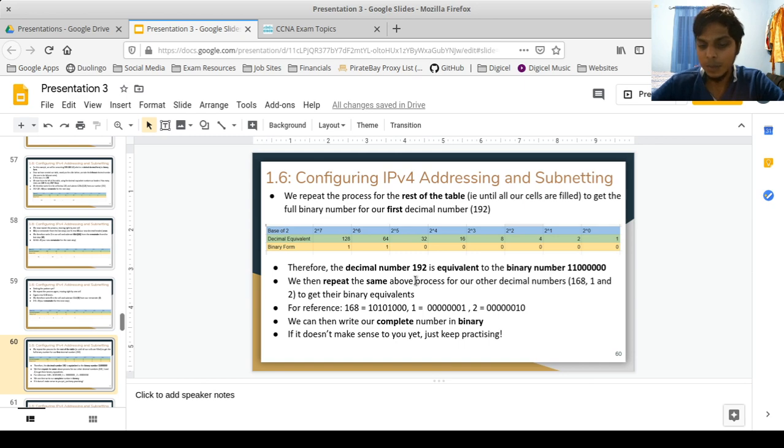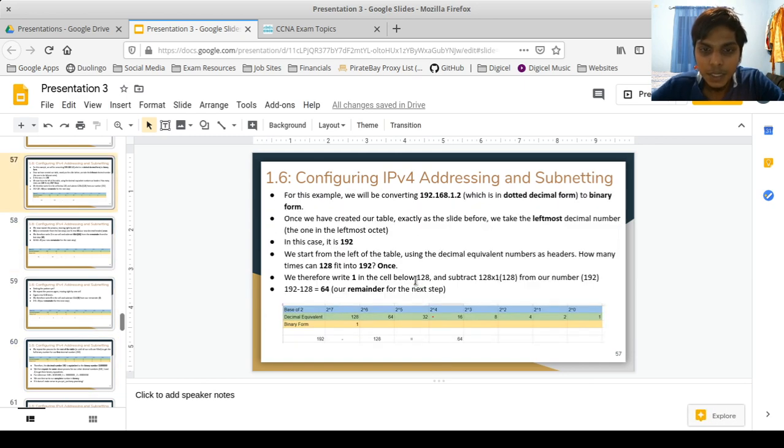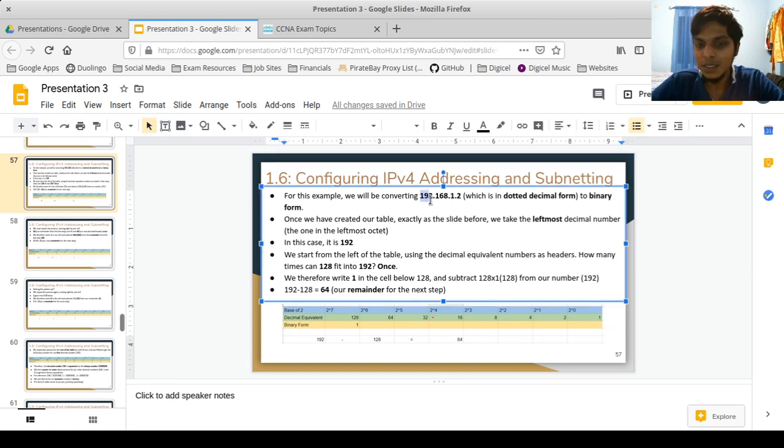So remember, that was our number here. We wanted to convert this entire decimal number into binary form, and all we did with this whole table here, filling out all these cells, all we did was convert this 192, this first decimal number here, into a binary number. So once we are finished with that, we need to take this next number here, and then this next number here, and then this next number here, each with their own tables.